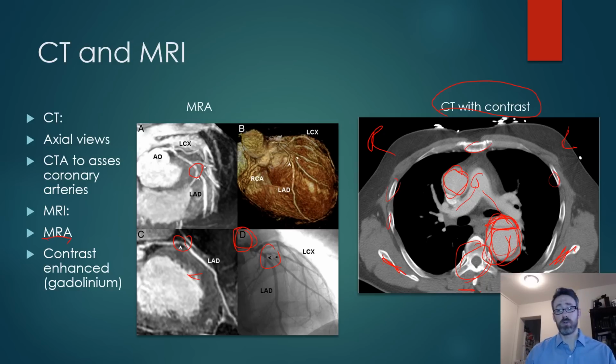MRIs can use contrast as well, something called gadolinium. Gadolinium can actually be used to assess ischemia. It's not often used, but what can happen is the gadolinium is not taken up by healthy cells. It can be taken up by damaged or dead tissue. I shouldn't say taken up, but it basically can leak into those areas, and so gadolinium can highlight the ischemic areas on an MRI.